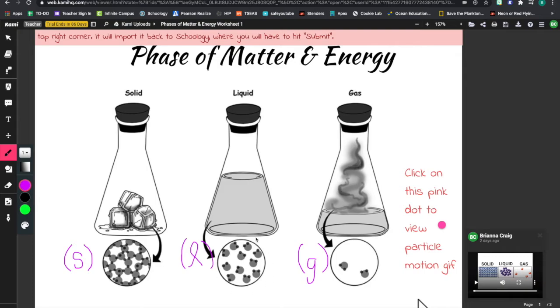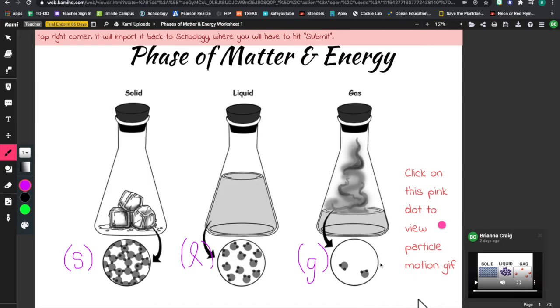Our liquids are going to be more spaced apart. Our molecules are more spaced apart here. They're a little more fluid. They're free to move around a little bit more than in the solid phase, and they have a little bit more movement than they do in the solid phase, right? And then our gas molecules are very spaced apart. They are taking up whatever the shape of the container is, and they're moving very fast, right? Remember, they're zipping around all the time.